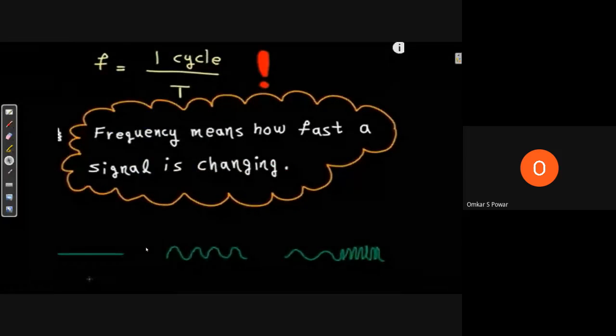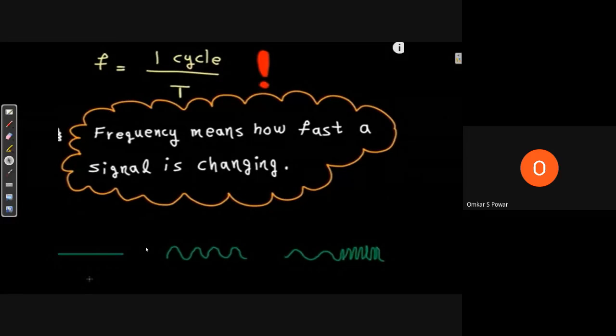What does frequency exactly mean? You may say that frequency is equal to the inverse of time. That's also correct, frequency is equal to 1 by time, and I completely agree. But what I can say actually is how fast a signal is changing. Frequency means how fast a signal is changing.